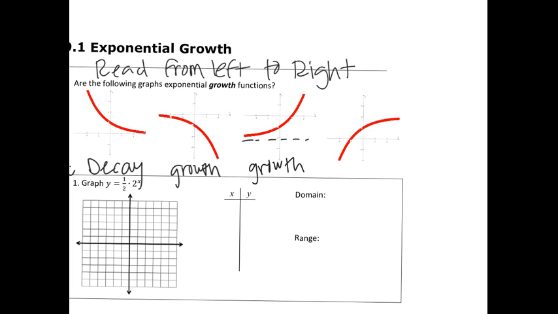Okay, and then this one's asymptote is about right there. And so when reading from left to right, it's actually going towards it. So then that's actually decay.